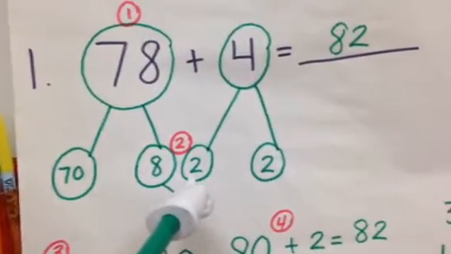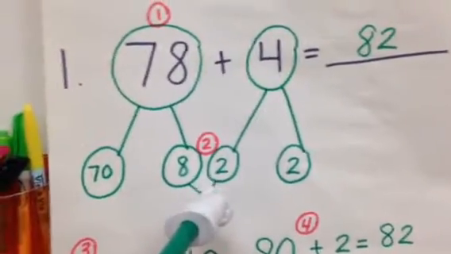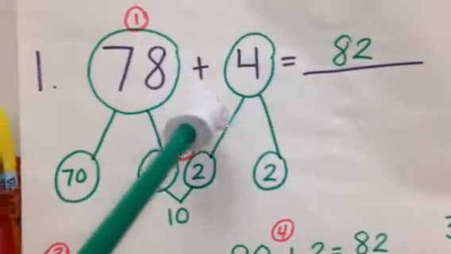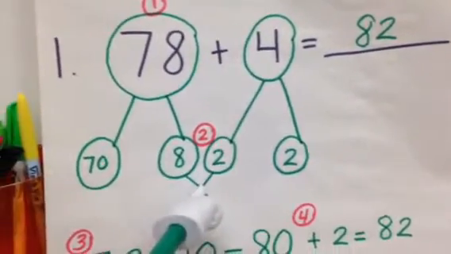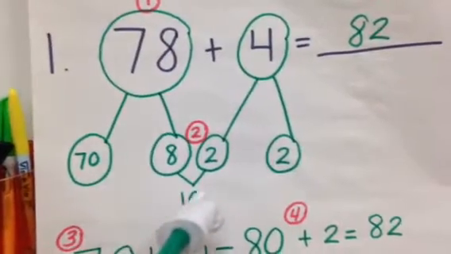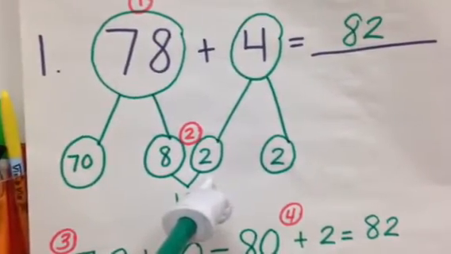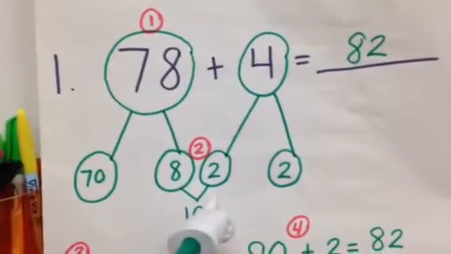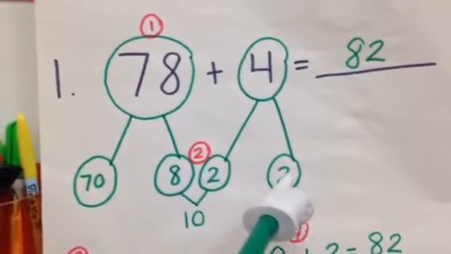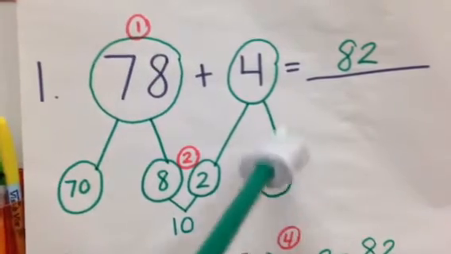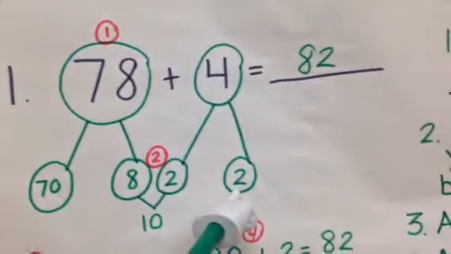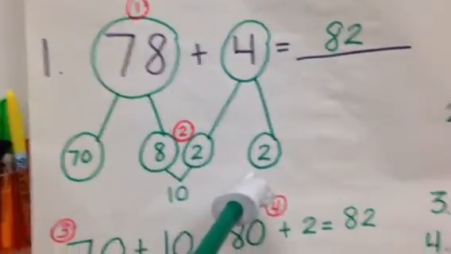But where are we going to get that 2 from? We need to get it from the 4. So you're going to make another number bond and take that 2 to make your 10 from the 4. Well, what's left over from that 4? We know that 2 plus 2 is 4. So you're going to put the 2 right there. This is a lot of steps and it can be really confusing. So we're going to go over it and over it.